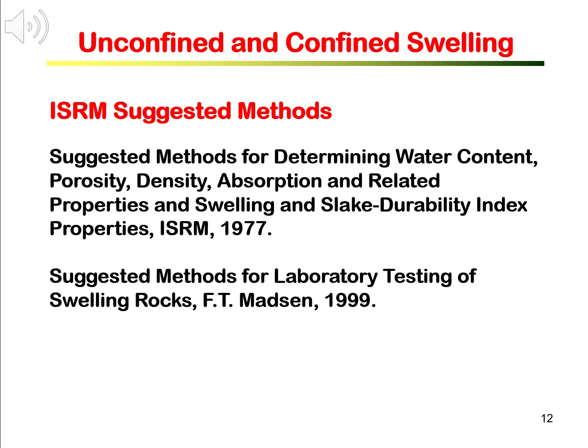We will follow the ISRM suggested test methods on swelling tests. The methods are outlined in the two ISRM suggested test method documents. One is the suggested method for determining water content, porosity, density, absorption, and related properties, and the swelling and the slake-durability index properties of 1977. And the other one is the suggested method for laboratory testing of swelling rocks of 1999.